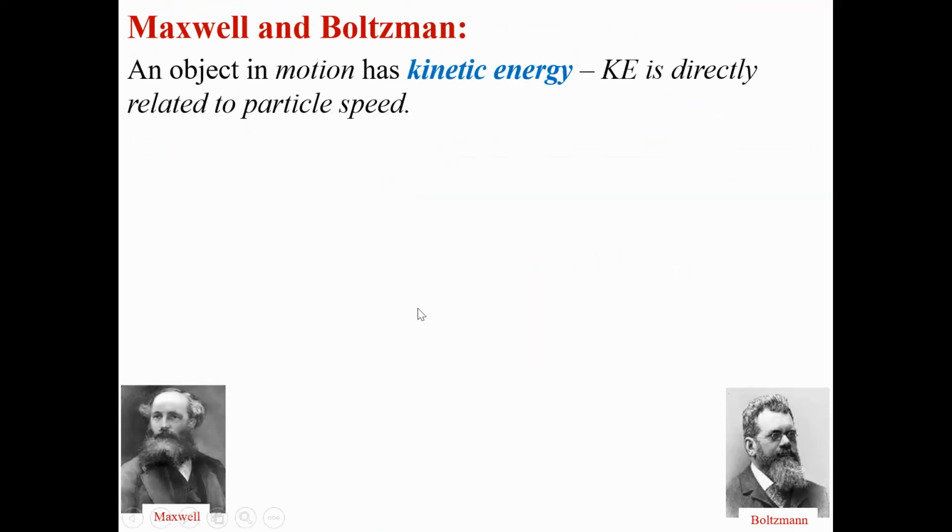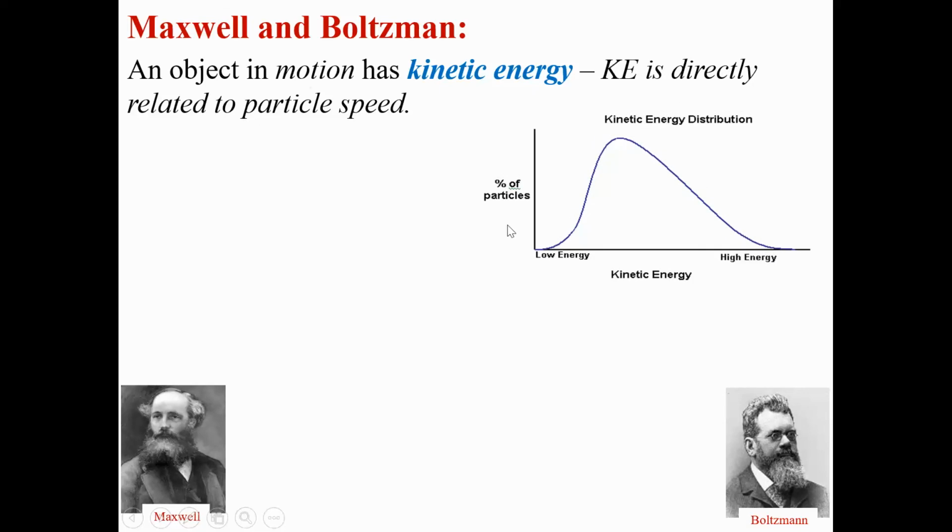So Maxwell and Boltzmann. An object in motion has kinetic energy. That's a buzzword that you may have heard from physics or in grade 10 science when we were doing motion. Kinetic energy is the energy that something gets when it's moving. Kinetic means movement. Energy obviously means energy. So kinetic energy is directly related to the particle speed. If something's faster, it has more energy.